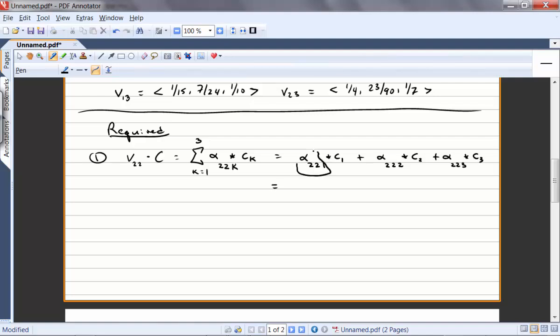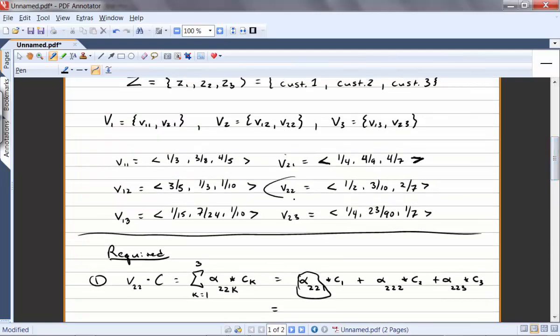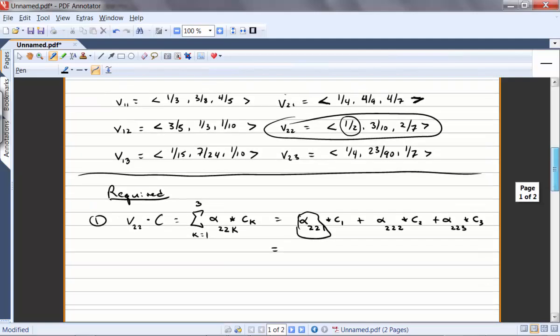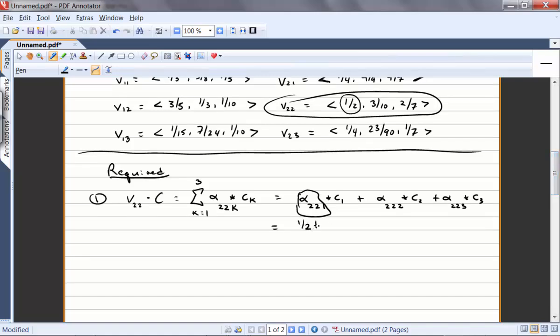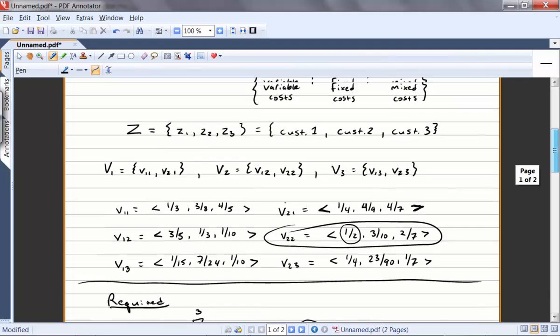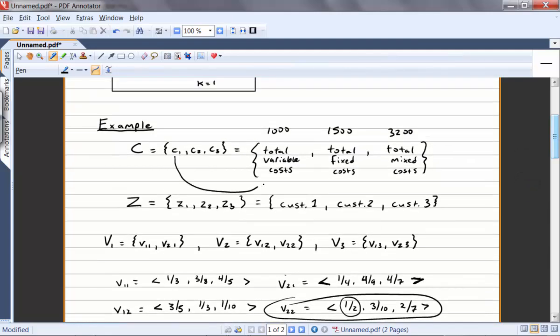What's this? That, again, the first subscript tells you which vector. Second subscript, which cost object. Third subscript, which element in that vector. So these alphas, these are the weights. We know we're the second vector, second cost object. So we're right here. And the 1 right there, the last subscript, tells you which weight, which element, the first one, 1/2. So 1/2 times little c sub 1, which is the first cost, $1,000.